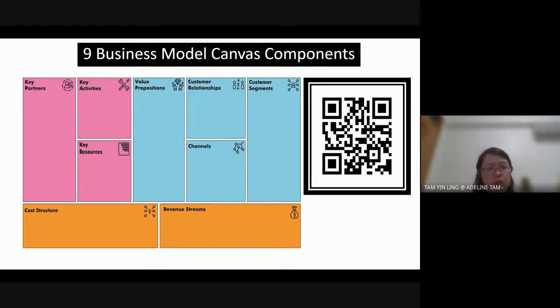Okay, if you look at the Google My Classroom, yeah, I want to show you. My classroom in the course outline. In the course outline, there is a detailed explanation about this.